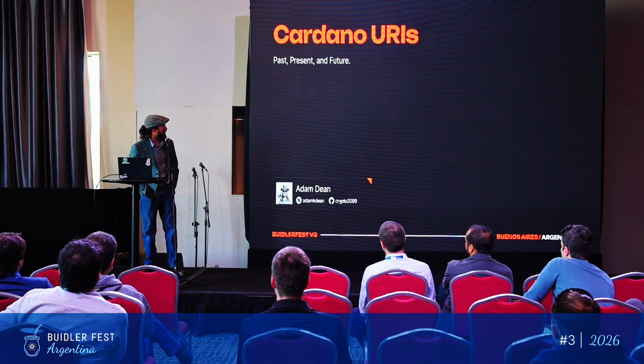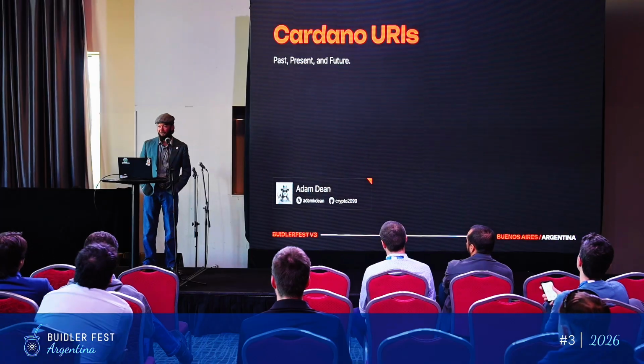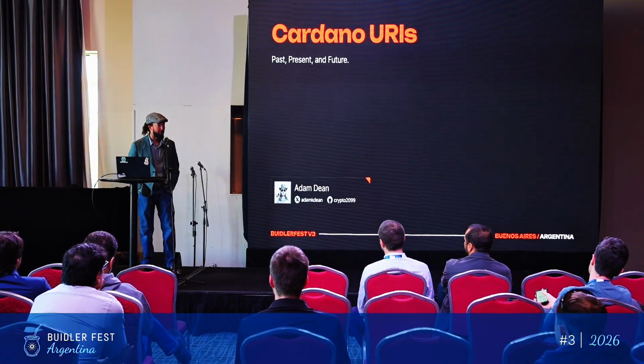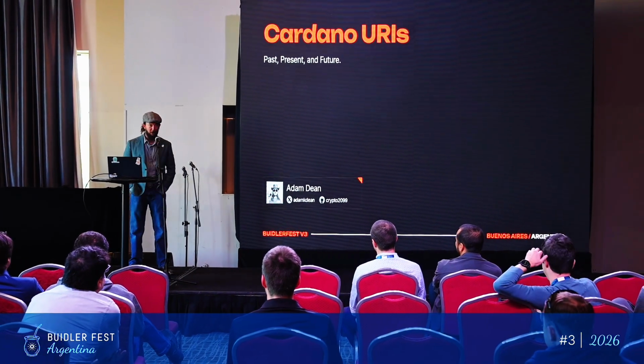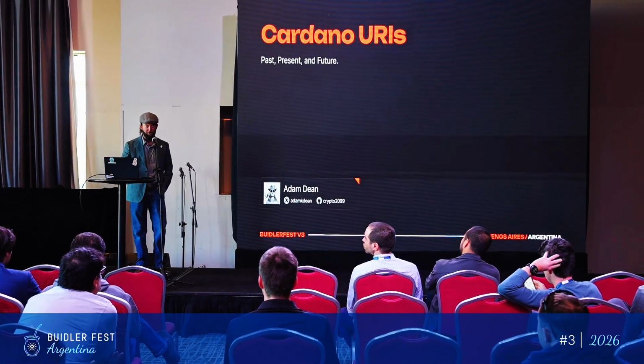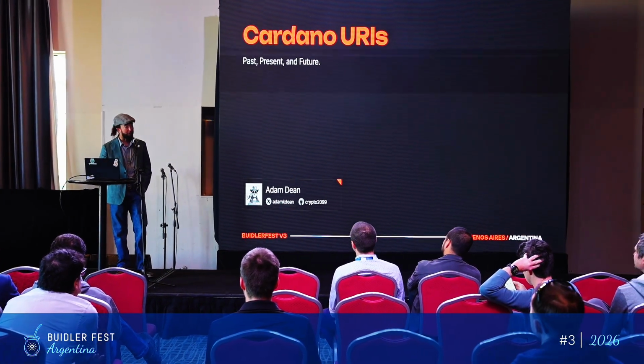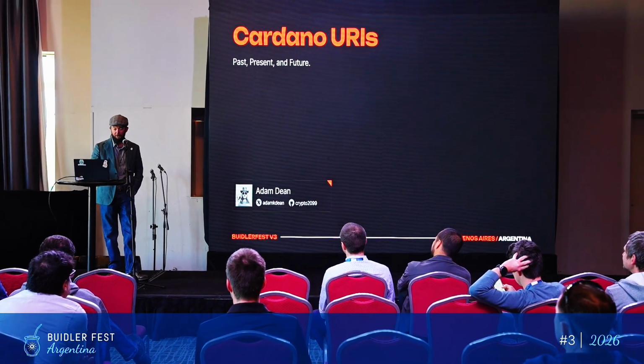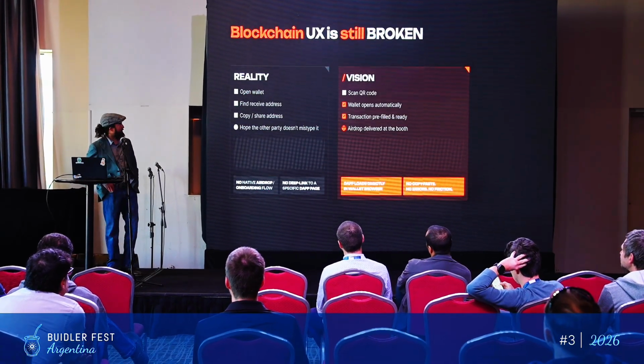When I was thinking about what to talk about, something that's been near and dear to my heart has been Cardano URIs. We've had these things in the CIP repository for about 6 years now, but our adoption of them has been pretty abysmal so far. So I wanted to get a bunch of nerds in the room and figure out how we can improve the UX. Because the blockchain UX is still broken.